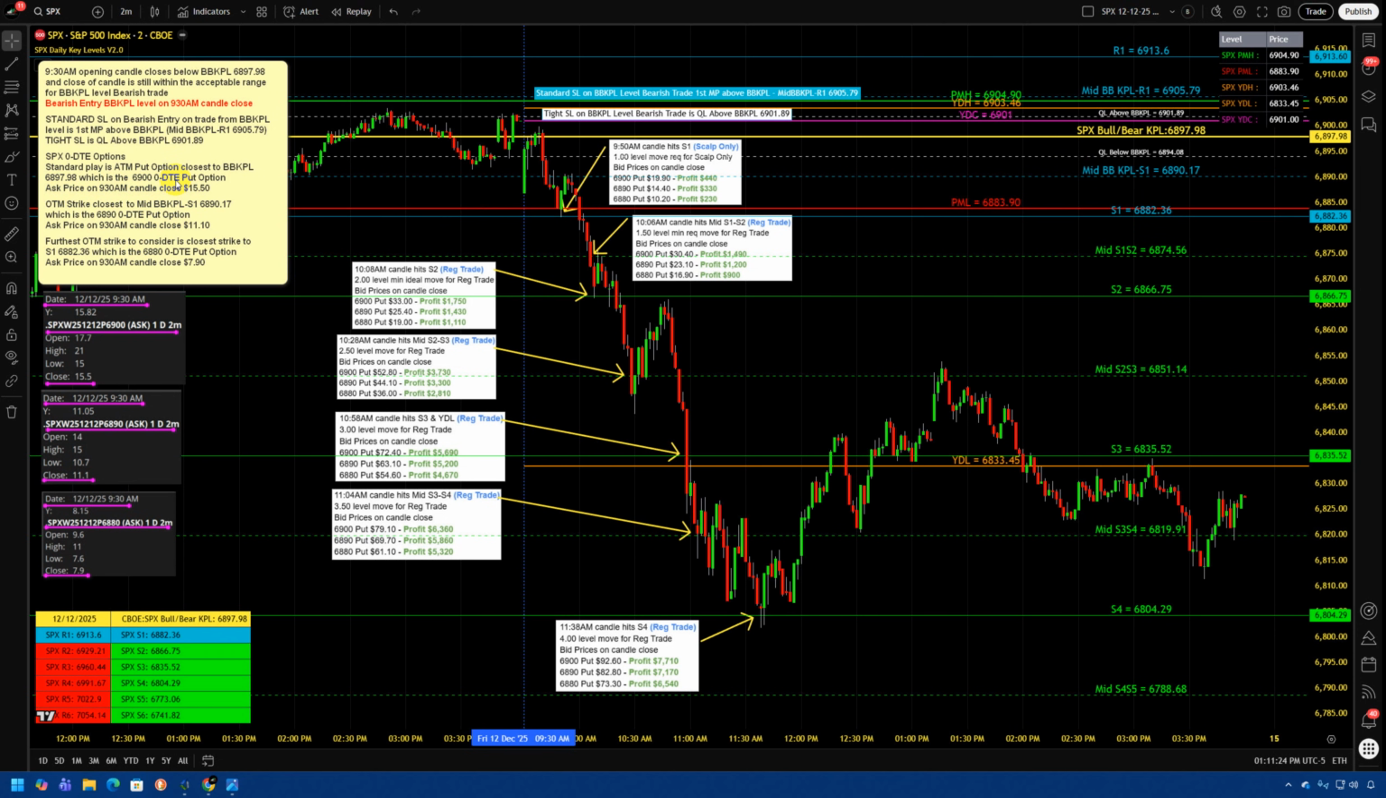The 6,900 put on the candle close, on the ask, is 15.50. The ask price on the close of the 9:30 a.m. candle, which would be closing at 9:32 since it's a 2-minute chart, is $11.10. The closest strike to the furthest out of the money, or the third option, would be the 68.80, which was $7.90.